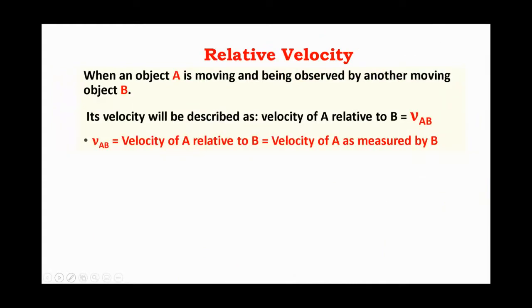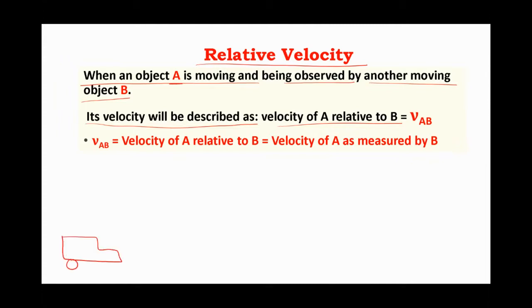Relative velocity. When an object A is being observed by another object B, its velocity will be described as the velocity of A relative to B. For example, you are driving your car, enjoying everything at, let's say, 100 kilometers per hour.